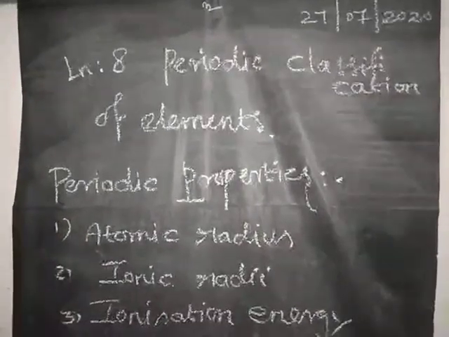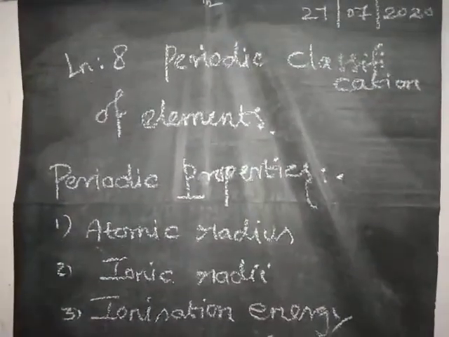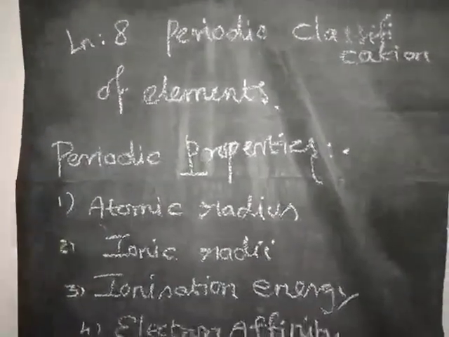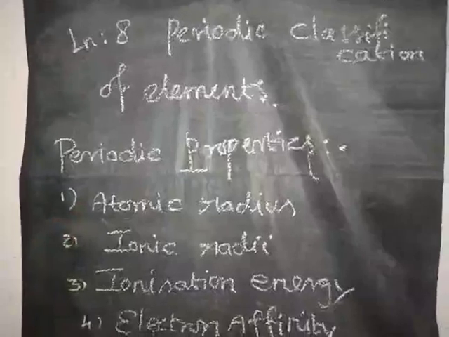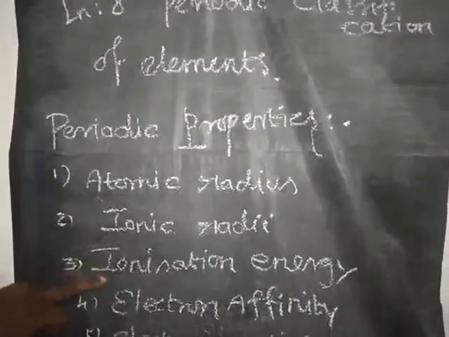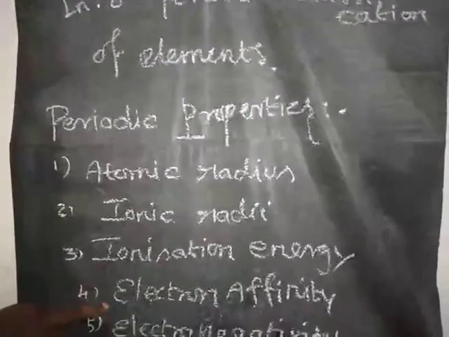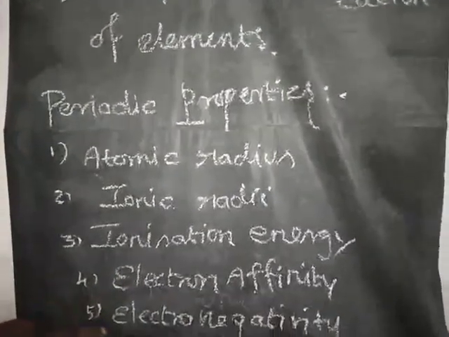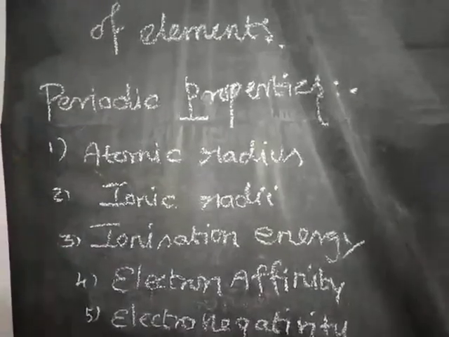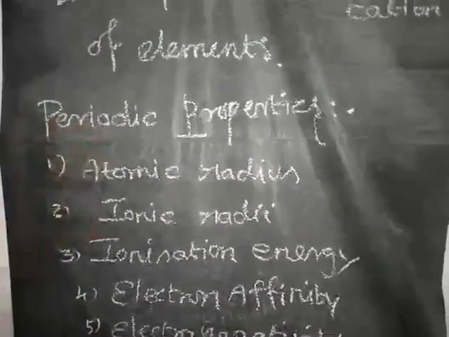Today we are going to start the new topic, periodic properties. What are the properties called periodic properties? Then we will see one by one. First one, atomic radius. Second one, ionic radii. Third one, ionization energy. Fourth one, electron affinity. Fifth one, electronegativity. So these properties are called periodic properties.